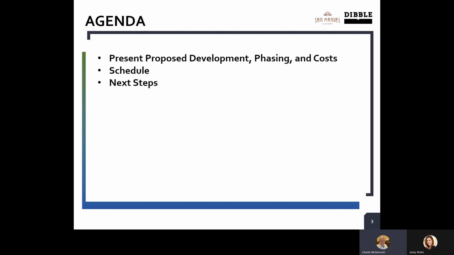Today we're going to share with you the proposed development plan for the airport, and we're also going to look at some of the phasing associated with that development and the costs associated with the proposed plan. We'll also look at the schedule and share with you the next steps for completing the study.